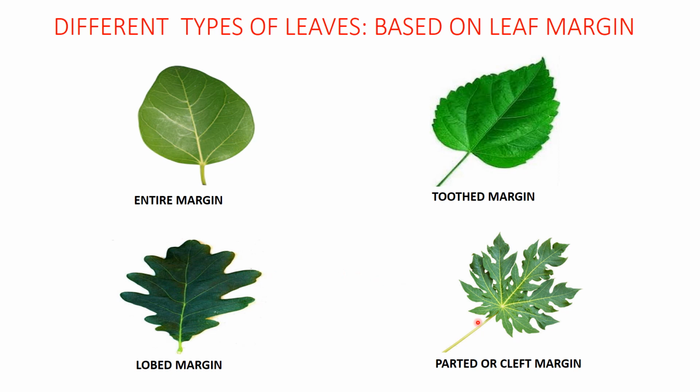Next, parted or cleft margin. Children, this is a single leaf, but you can see here the leaf appears as partially divided, or you can see a cleft like structure. This type of leaves you find in the papaya tree. I hope now you are able to distinguish different types of leaves based on leaf margin.